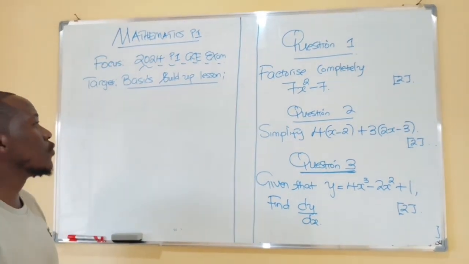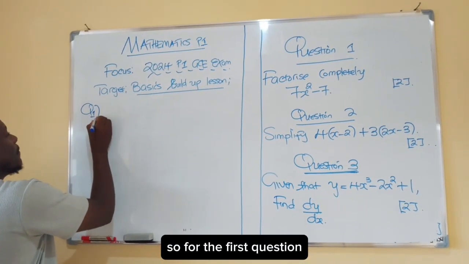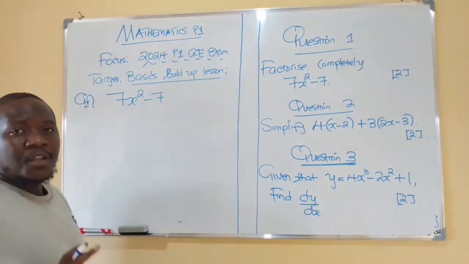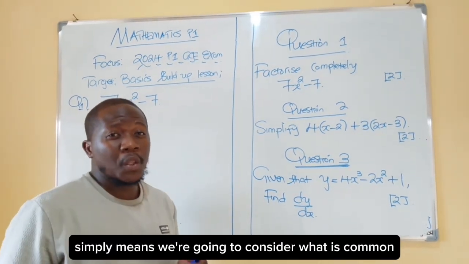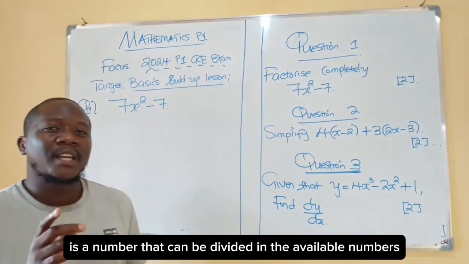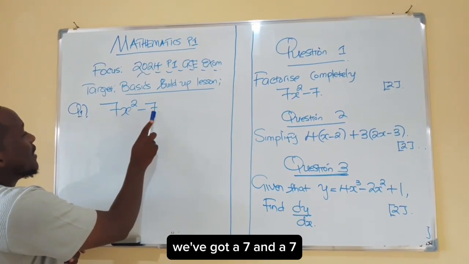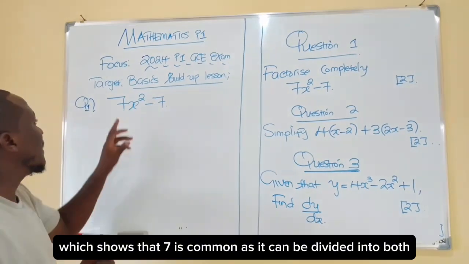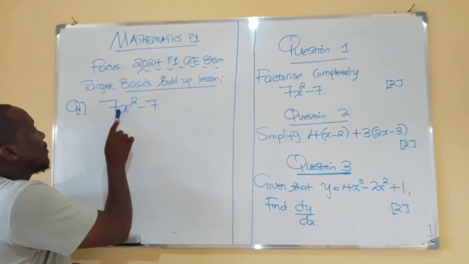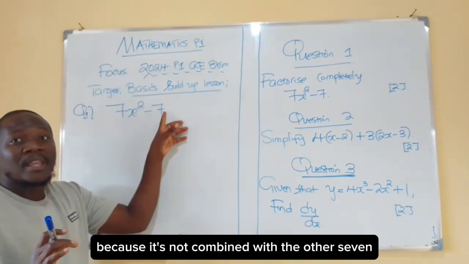So on the first one, it says factorize completely. So for the first question, we're now going to find that we have 7x squared minus 7. To factorize anything simply means we're going to consider what is common. What could be common is a number that can be divided in the available numbers in the expression. Like in this instance, we've got a 7 and a 7, which shows that 7 is common as it can be divided into both. Then we've got a variable. We've got an x, but this x is only combined with a 7. This shows that x is not common because it's not combined with the other 7.